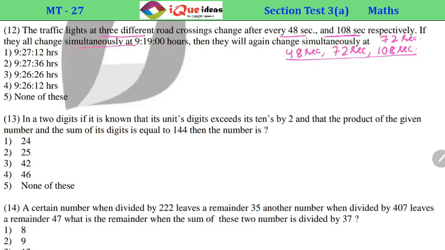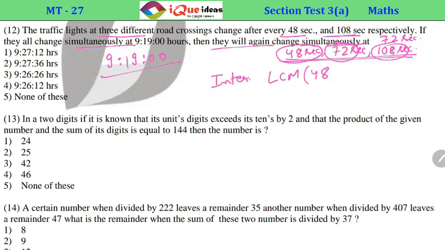If they all change simultaneously at 9:19:00 hours, then they will again change simultaneously. Now, when will they change again? When it is a multiple of all of them, 48, 72 and 108. Now, a multiple of all of them would be the LCM. So the interval is going to be the LCM of all of them, 48, 72 and 108. So, let's take the LCM of 48, 72 and 108.